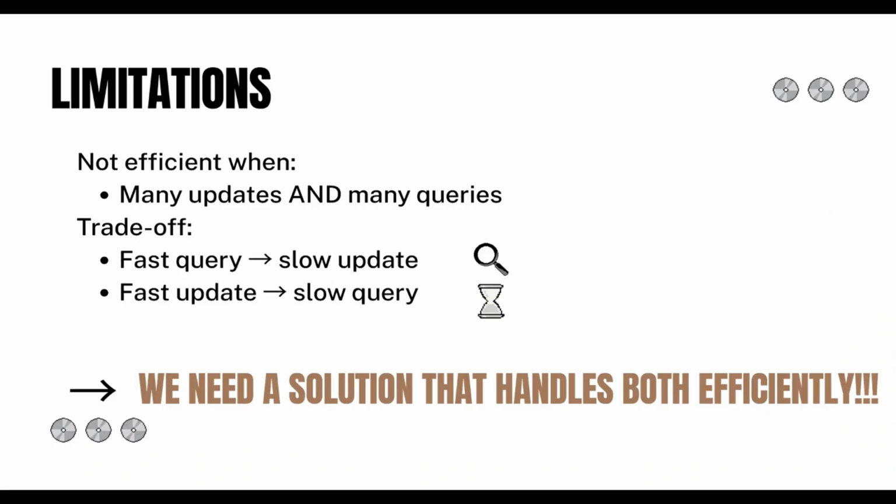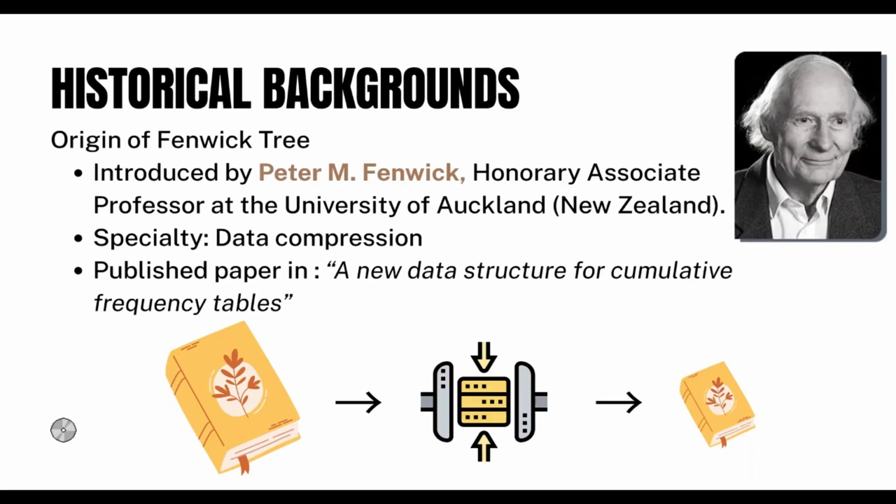However, the limitation of this approach is that when many updates and many queries are performed, we have a trade-off. The faster the query, the slower the update, or the faster the update, the slower the query. So we may think about a solution that could handle this issue efficiently, and that is when the Fenwick tree comes to life. So let's talk about the historical background of the Fenwick tree.